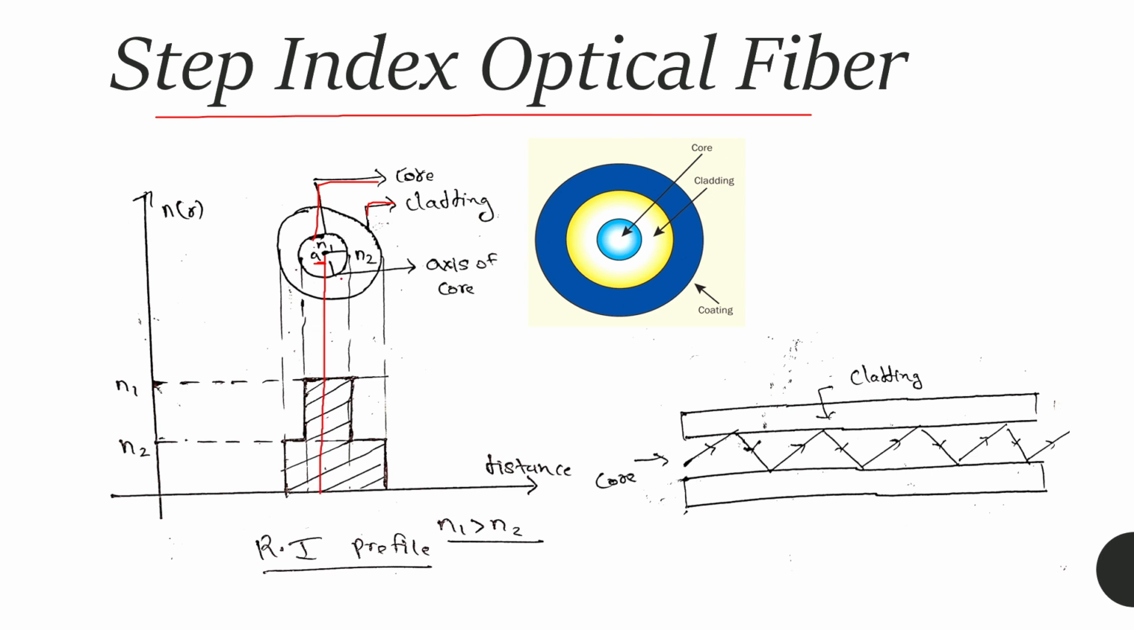As you can see here, this is the diameter of the core, and this is the diameter of the cladding part. Here the refractive index of the core is uniform throughout the region. It is not changing. The refractive index of the core is uniform, and the refractive index of the cladding is also uniform.